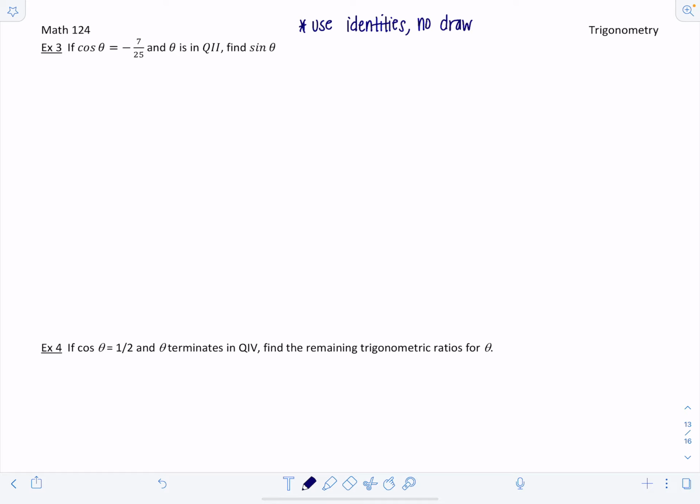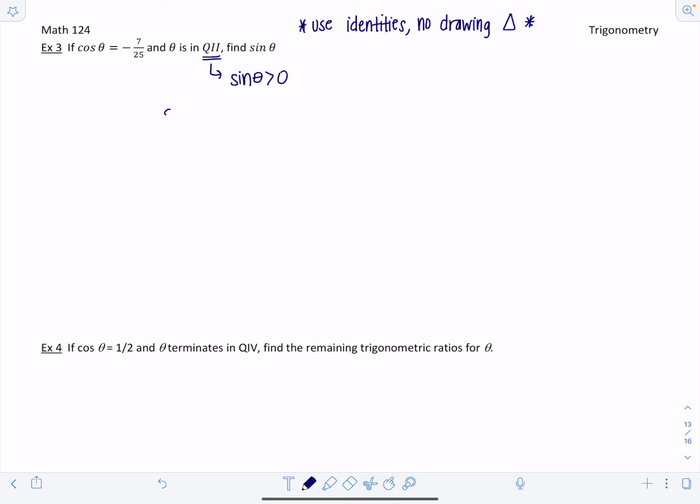No drawing triangles. Okay? So here they're telling me cosine of theta equals negative 7 over 25 and theta is in quadrant 2. Find sine of theta. So if theta is in quadrant 2 and I need to find sine theta, that means sine of theta is going to be positive, right? In quadrant 2, my y values are positive.